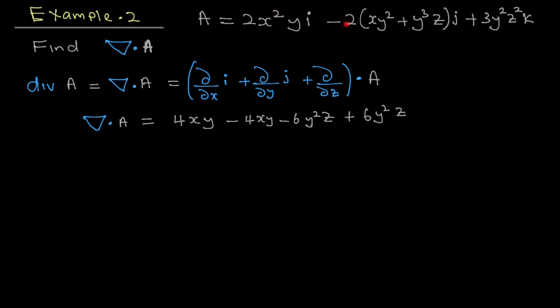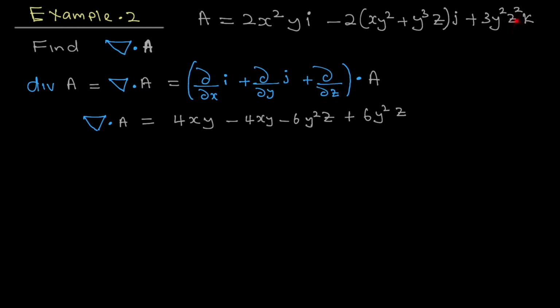And this is minus, I'm going to differentiate with respect to y, so that will be 2xy plus 3y squared z. And then if I multiply all that by 2 minus 2, I'm going to get minus 4xy minus 6y squared z. And then the final one is the partial derivative with respect to z.